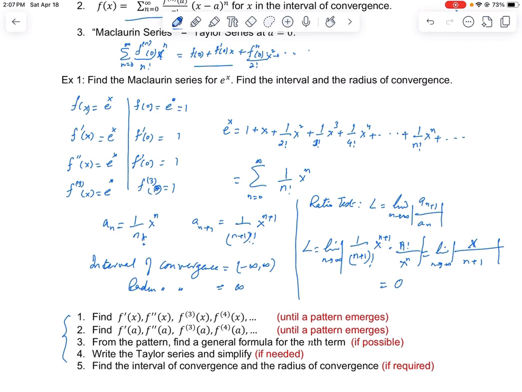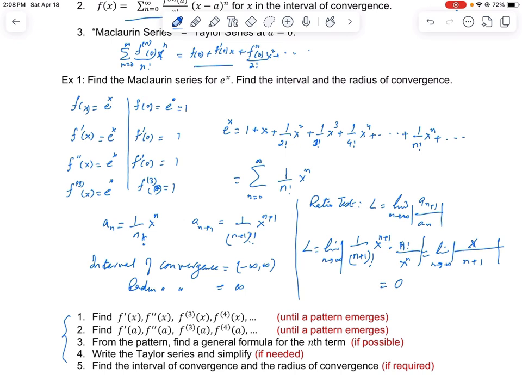Then similarly, once you have the derivative, you plug in the point. If it's 0 or 1 or whatever it is, you plug in. And again, you keep doing this until you see a pattern. From the pattern, you have to figure out the formula for the nth term. Then you write the Taylor series and simplify if needed, and then find the interval of convergence and radius of convergence.